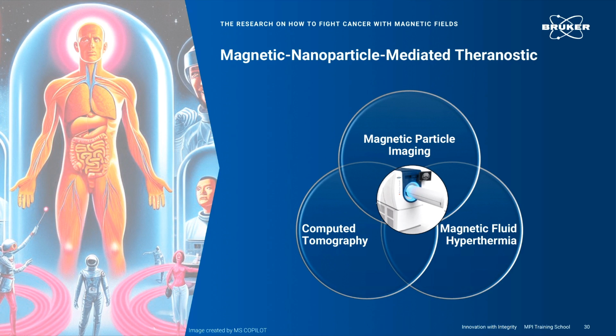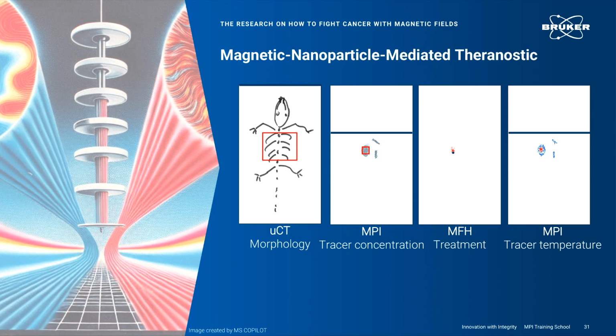So, combining magnetic particle imaging, magnetic fluid hypothermia, and additionally, for the full perspective, for the anatomical reference, combining with computed tomography, and in the overlap of all three, it stands for Theranostics, and this is where our new system will be located. So having all these different functionalities in a single device. So just a rough sketch, and you can hate it or not.